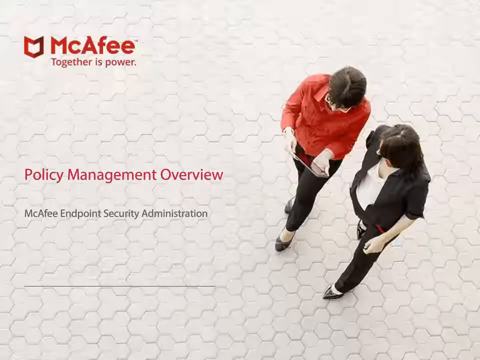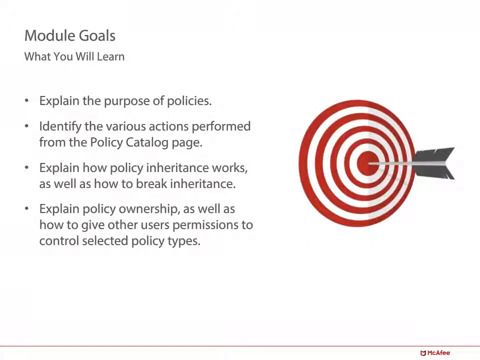In this module, we're going to have an overview about policy management within EPO. In the module goals, what we will learn is how to explain the purpose of policies. We will identify the various actions performed from the policy catalog page. We will explain how policy inheritance works as well as how we can break the inheritance. And then we'll also understand what policy ownership is, as well as how I give other users permissions to control the selected policy types.